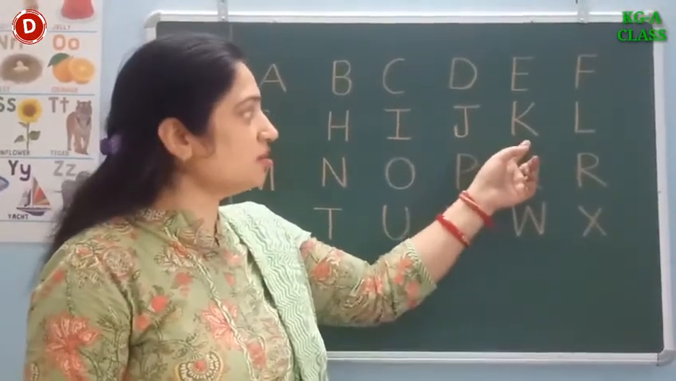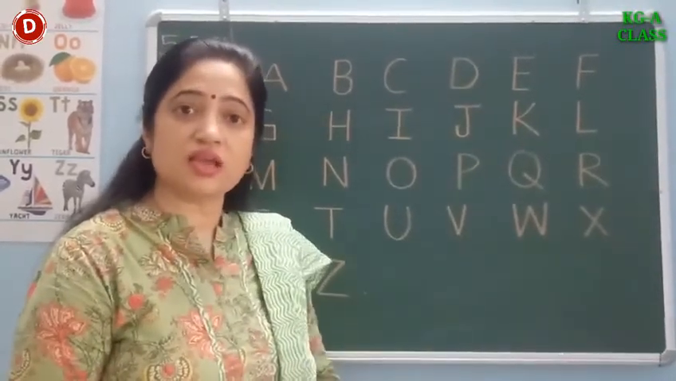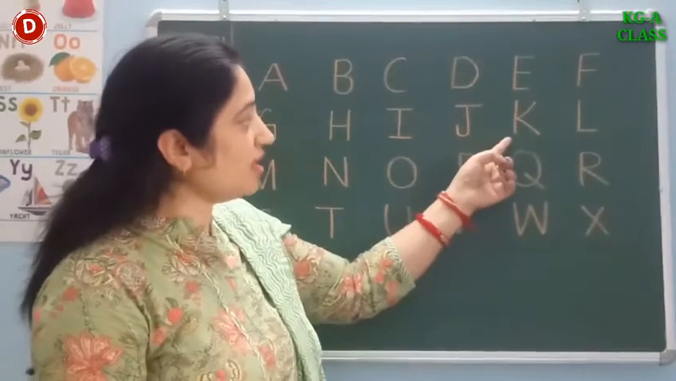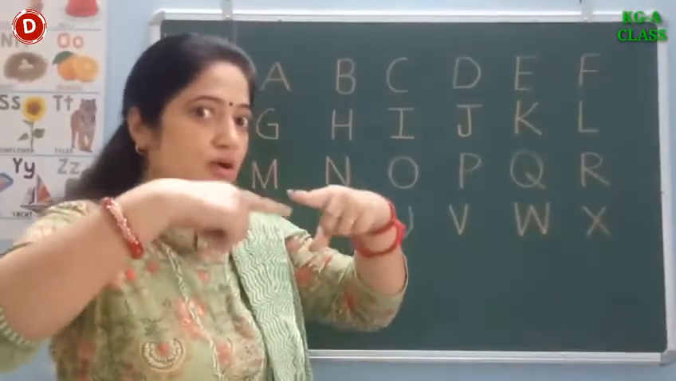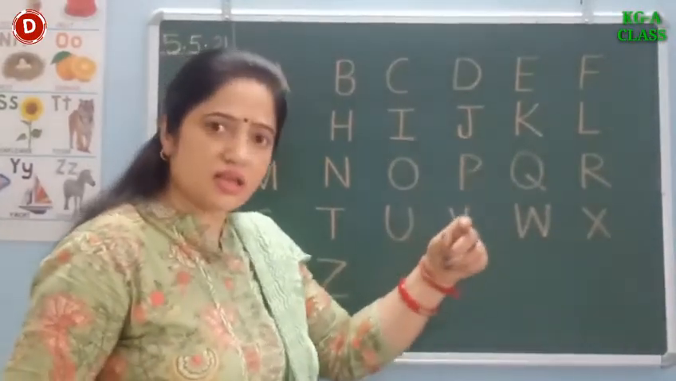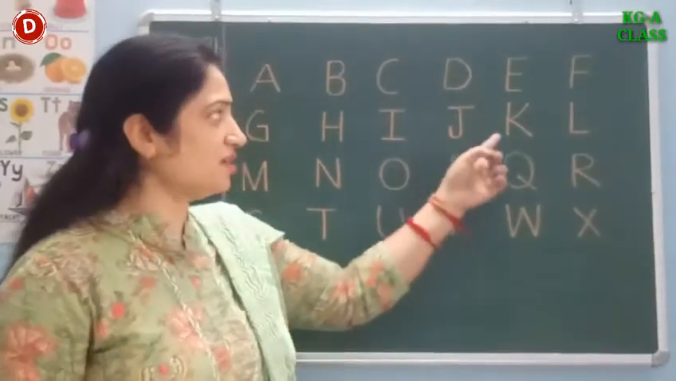Now comes, children, K says K and this K is kicking K. The sound of K is K and C is also K. This is curly K. But this K is kicking K. We are kicking a football with our leg. So this K is kicking K.